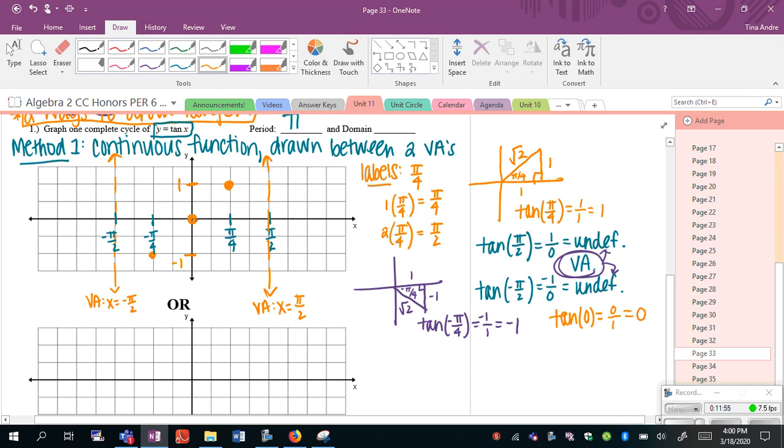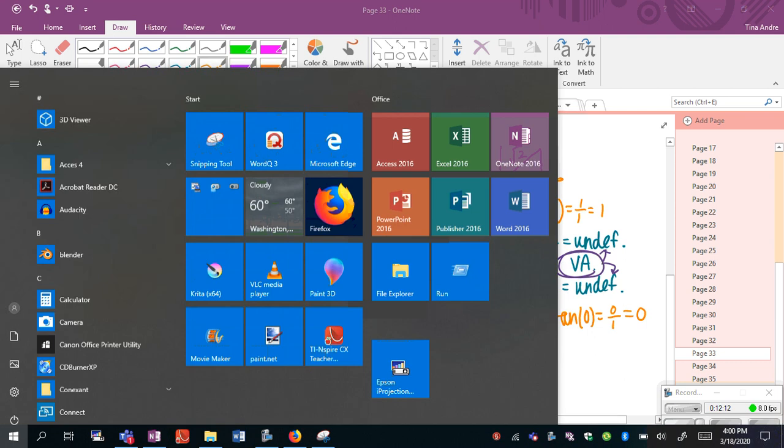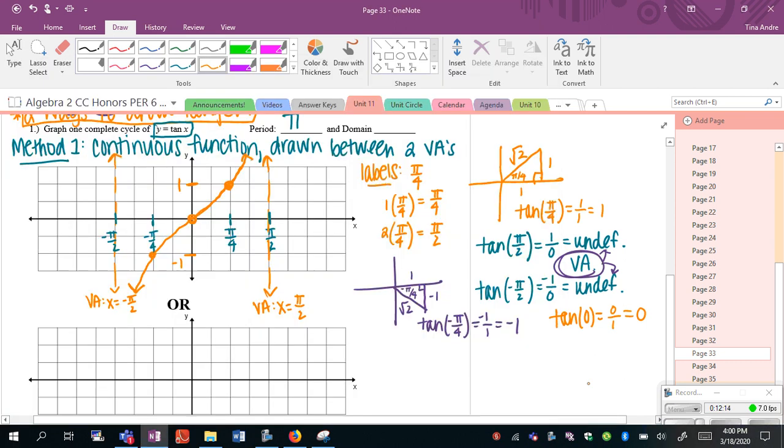So this graph is going to look something like this, where it's going to kind of curve and then it's going to come down and it's going to get really close to those asymptotes but not actually touch them. So there's my continuous function, because really I can draw this curve without picking up my pen or pencil. So that is one way to graph tangent. It's continuous. It's between those two vertical asymptotes.